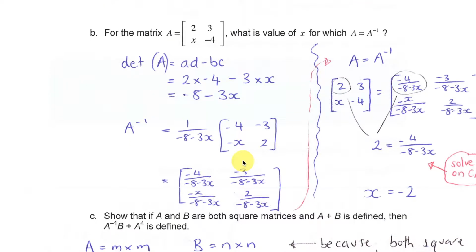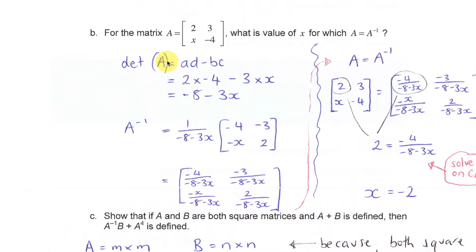Okay, B. For matrix A, we've got 2, 3, x, -4. What is the value of x for which matrix A is equal to its inverse? So it's a bit of a multi-step kind of question. To begin with, we're going to work out what the inverse of matrix A is in terms of x.